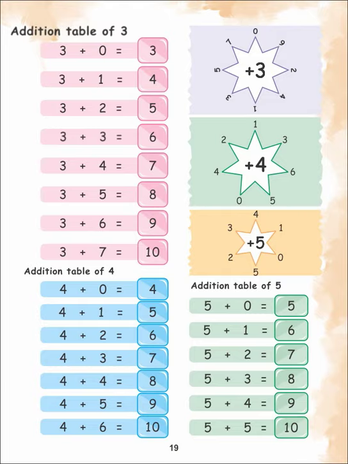Addition table of 3. 3 plus 0, 3. 3 plus 1, 4. 3 plus 2, 5. 3 plus 3, 6. 3 plus 4, 7. 3 plus 5, 8. 3 plus 6, 9. 3 plus 7, 10.